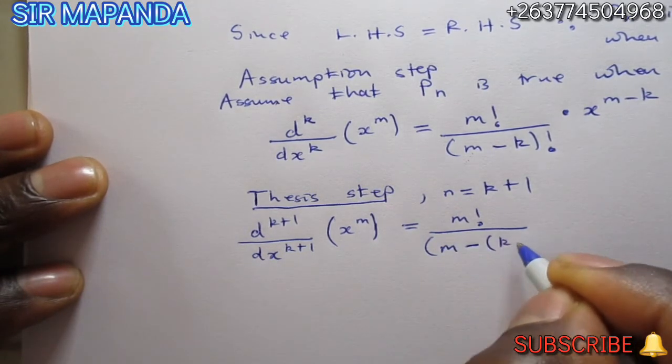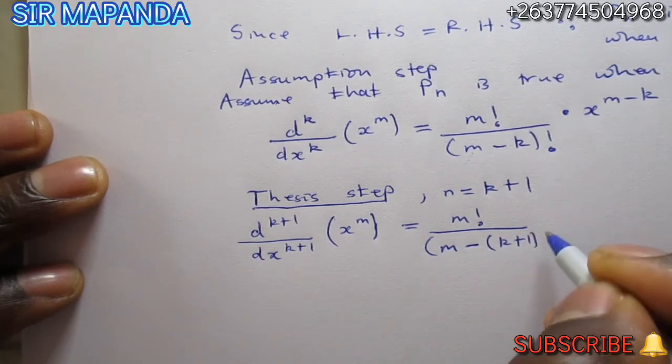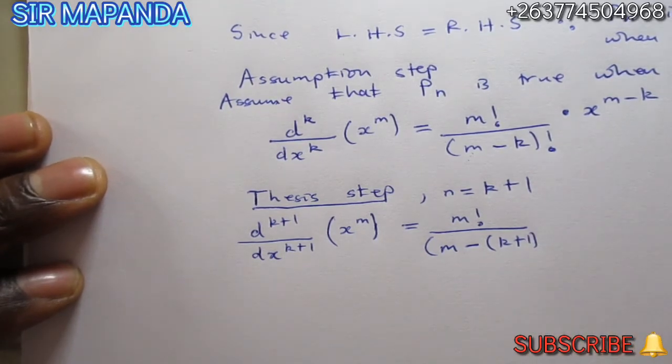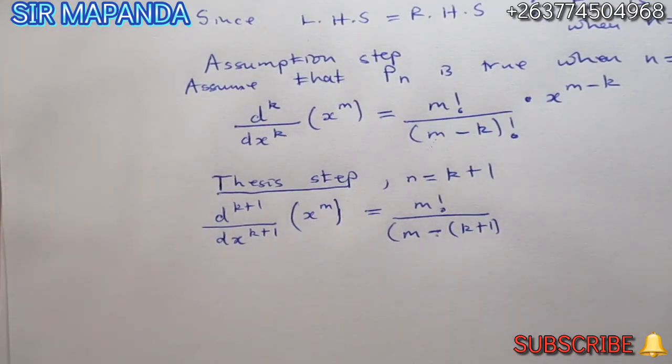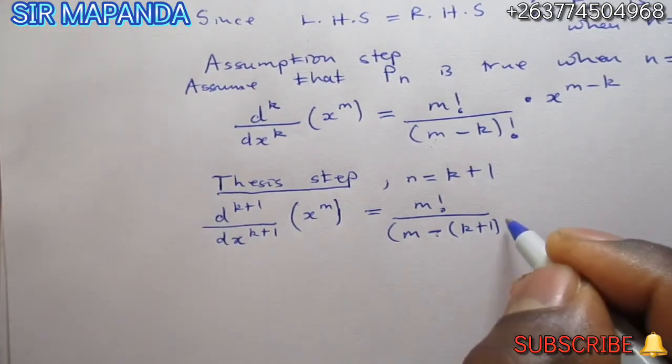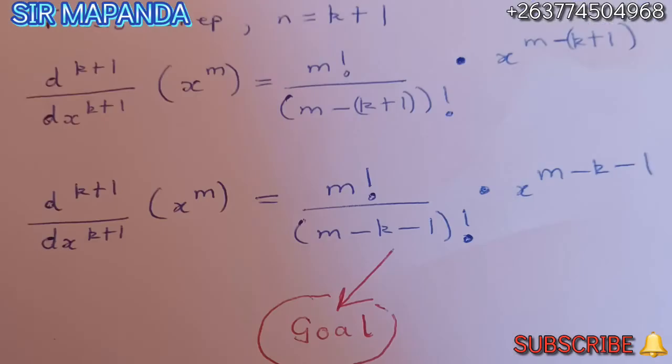Remember, n is k plus 1. So I'm going to put k plus 1 on n, but make sure that k plus 1 is in brackets because this negative sign is going to affect both k and 1. I hope you are following. Dot product x to the power of m minus, open bracket, then you put k plus 1.